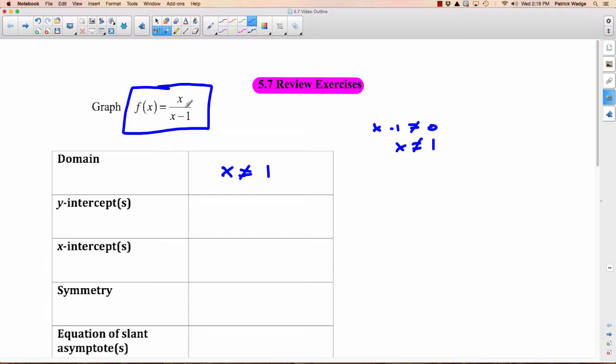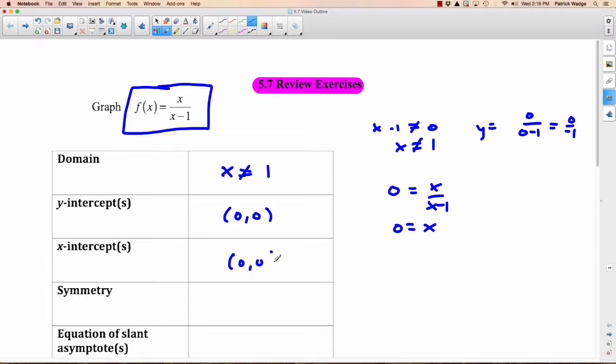Y-intercept. Well, to get the y-intercept, you put 0 into the x's. So you would have y equals 0 over 0 take away 1, which is just 0 over negative 1. It's 0. So your y-intercept is 0. I don't mind if you put 0, or you could put (0, 0). X-intercept, we put 0 where it says f of x, or y. So you get 0 equals x over x minus 1. Multiply both sides by x minus 1, so you're left with 0 equals x. So again, you can either put 0, or you can put (0, 0).